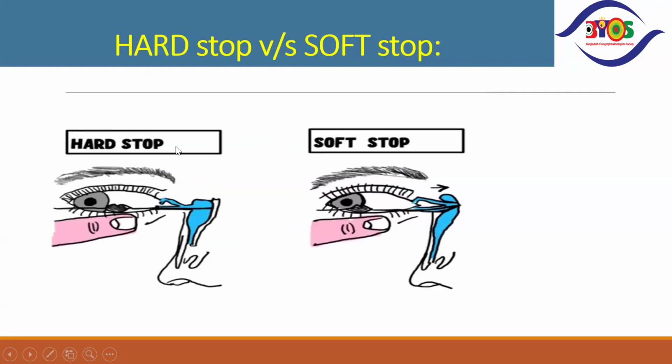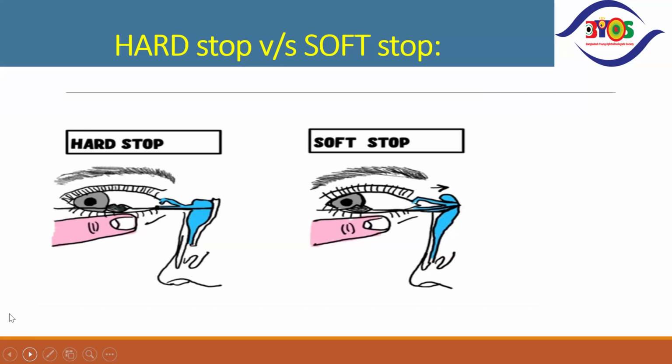What we will find are two types of stop: the hard stop and the soft stop. When we push the probe through the puncta toward the lacrimal sac, if we feel a hard stop, that indicates we have reached the margin of the sac. After the margin of the sac there is the lacrimal bone of the lacrimal fossa, so the pathway is clear.